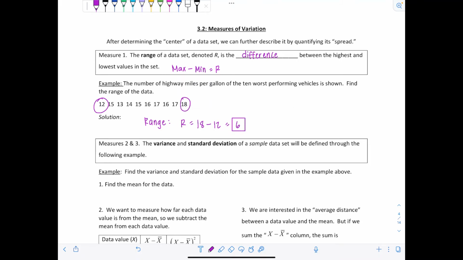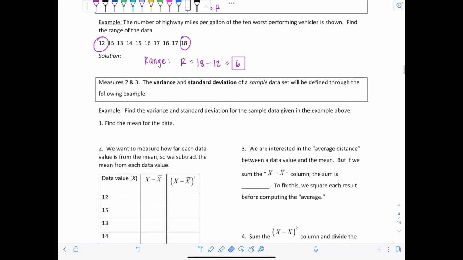All right, now we have two other measures, the variance and standard deviation of a sample data set. Those two will be defined through the following example. All right? So find the variance and standard deviation for the sample data given in the example above. I'm going to walk you through the steps of how we compute variance and standard deviation.